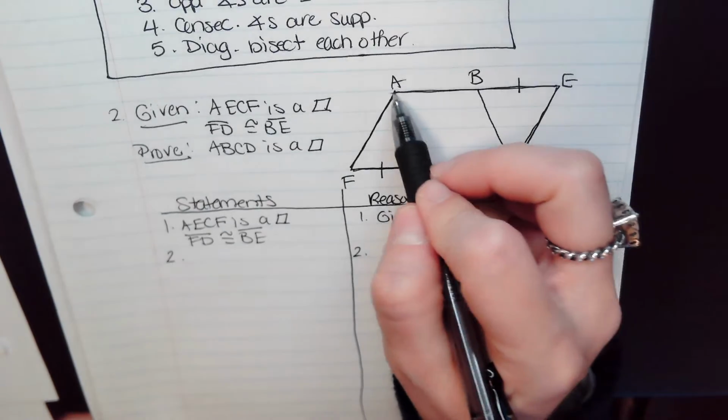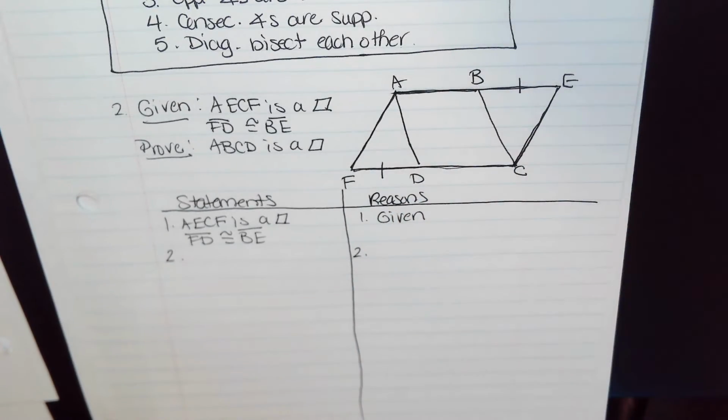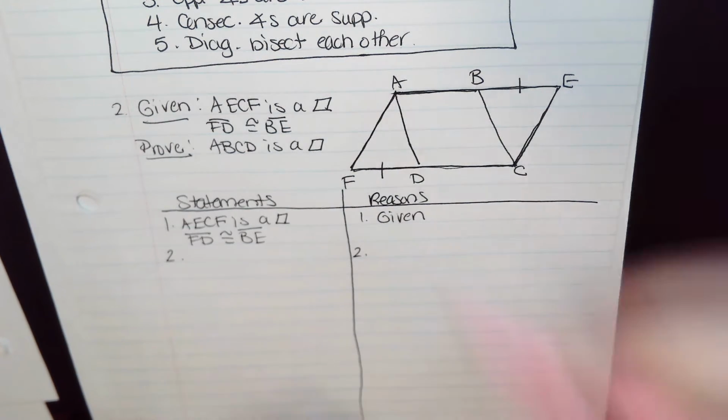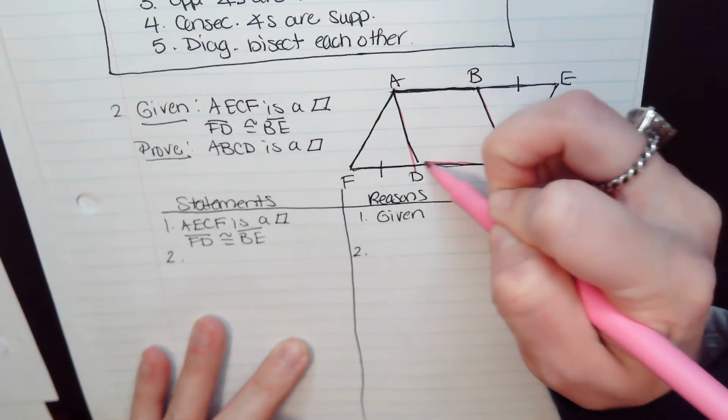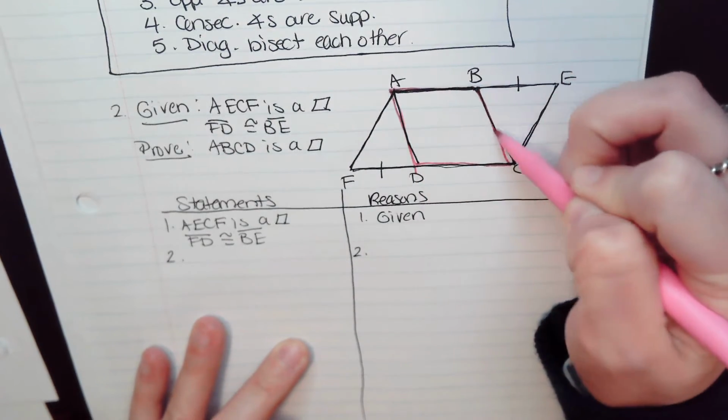So let's kind of make our plan. So we're trying to get A, B, C, D to be, let's use some colors here, A, B, C, D, this pink one, I want to be a parallelogram.